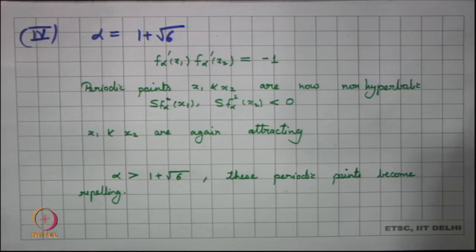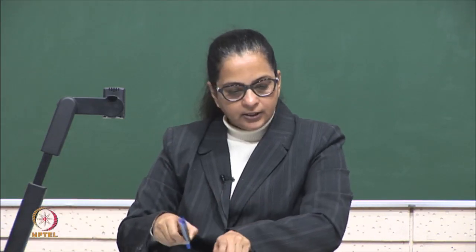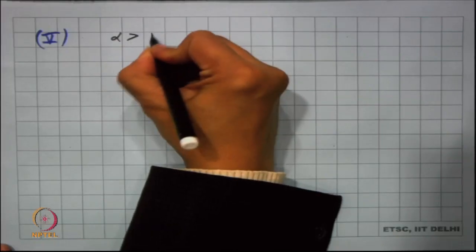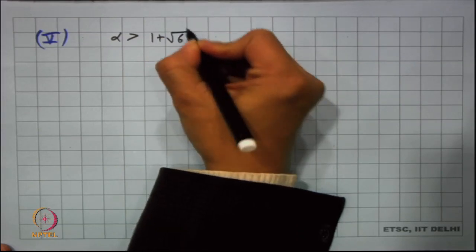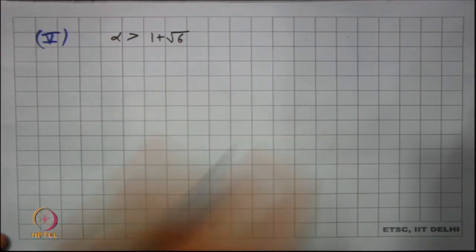Now, if they are repelling out, that means the orbit is going somewhere else. So, what happens to this orbit? We try to look into this fact again. So, what happens when alpha becomes greater than 1 plus root 6? So, we will look into this next case. What happens when my alpha goes beyond 1 plus root 6? These two periodic points are basically repelling.